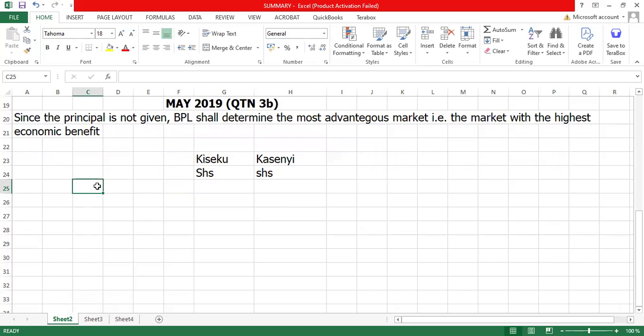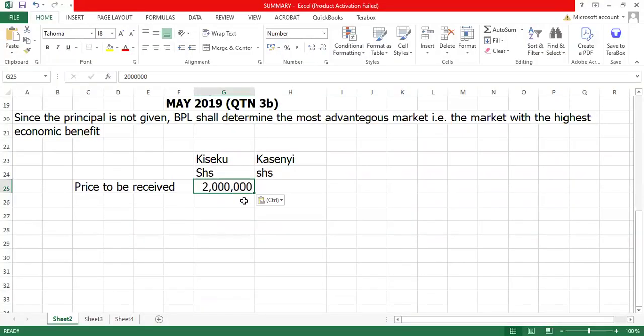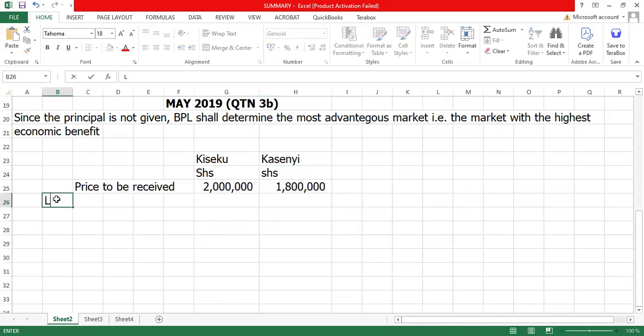So it means that when you're determining the most advantageous market, you get the price to be received from each market. From Kiseku market, you can receive 2 million. Then from Kasenyi, you receive 1.8. Then from this you remove the transaction cost: 700 for Kiseku and 400 for Kasenyi.